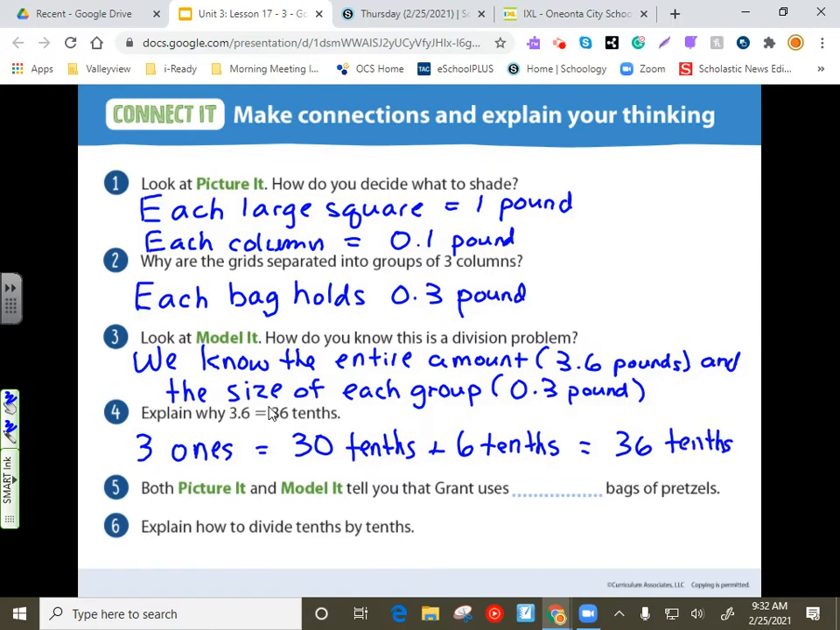Both picture and model it tell you that Grant uses 12 bags of pretzels. And explain how to divide tenths by tenths. Show the tenths as whole numbers, and you should do just fine. Again, we're just making things that look a little complicated more familiar to us, changing them to whole numbers.